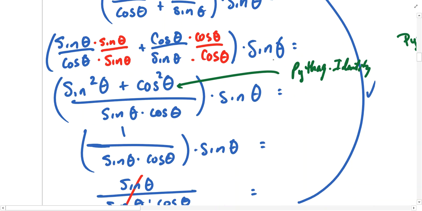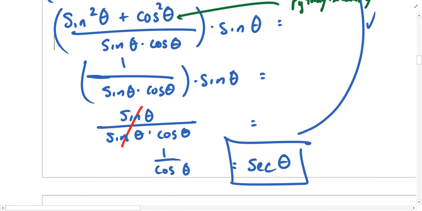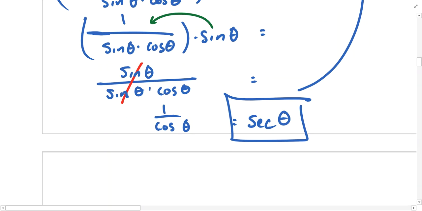Sine squared plus cosine squared is equal to 1 according to our Pythagorean identity. So I've changed this entire numerator to the number 1. And now I've got the fraction 1 over sine times cosine. At this point, I'll multiply the sine value back into the fraction, which would allow the sine theta over sine theta to cancel or reduce to 1, and ultimately we're left with 1 over cosine theta.